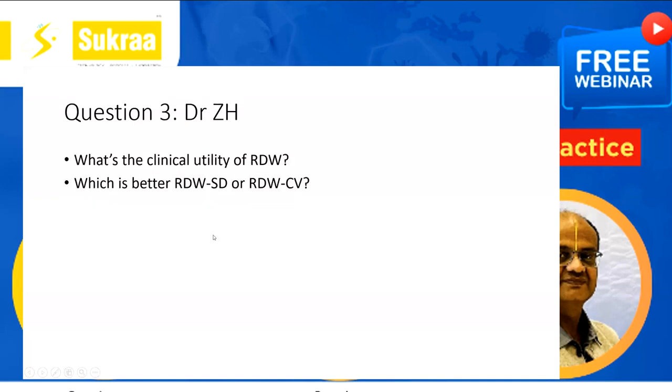Clinical utility of the RDW, which is the better one. We have two things in RDW, that is red cell distribution width. We have got SD and CV. Could you explain more in detail about the RDW, doctor?